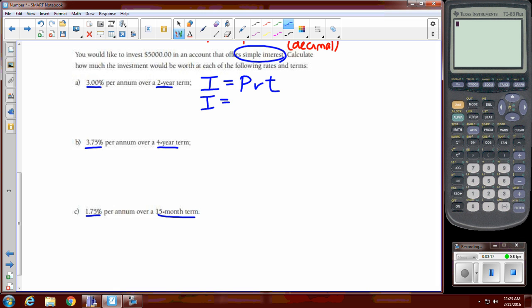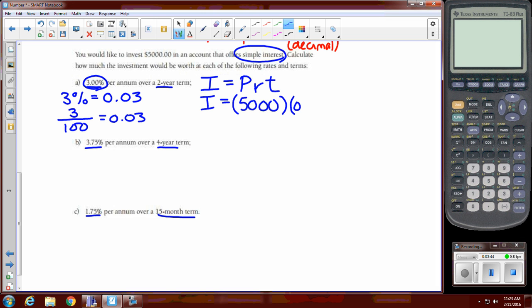So the interest would be, now the principal in this case is $5,000. The rate, the R, deals with our 3%. So you either have to know that 3% as a decimal is actually 0.03. How did we get that? We could take 3 and divide it by 100 and we get 0.03. So that number can go in here, 0.03. Or another way to look at it is to say the interest is 5,000 times the 3% but divided by 100. Both of these will get us the same answer.